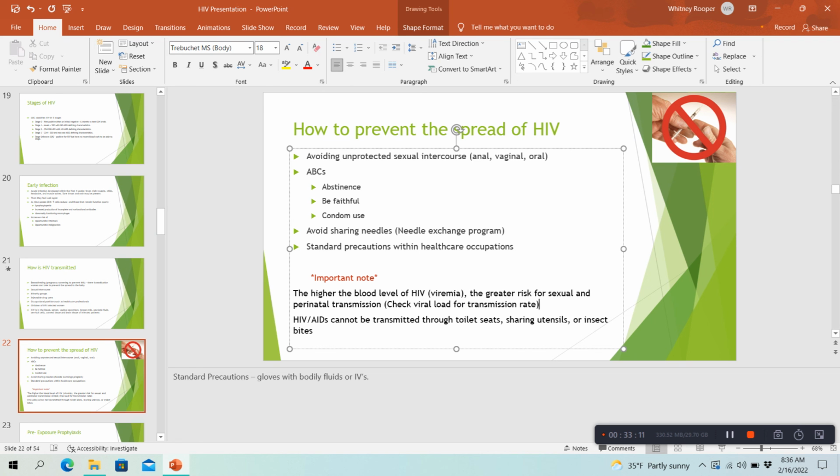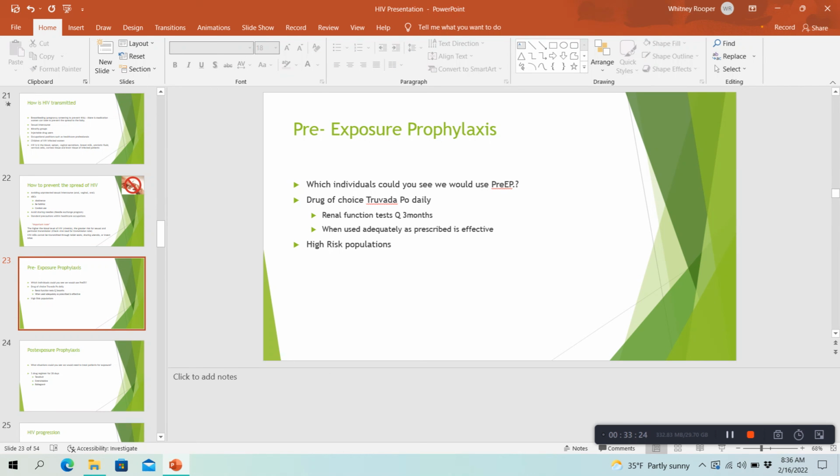I think when patients hear this, they think of toilet seats. I don't like my kids sitting on toilet seats when we go out and about, because I don't. But as far as family members, things like that, it can't transmit like that.